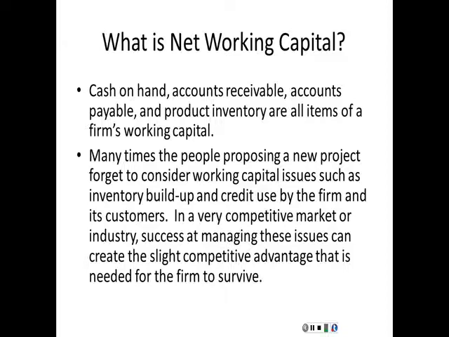Now current liabilities are money that I have to spend in the current time frame. And the most common one is product inventory. Now sometimes people think about things like accruals or other items, but for our purposes in FINA 3000, we'll think of net working capital as essentially cash plus accounts receivable plus inventory minus accounts payable.